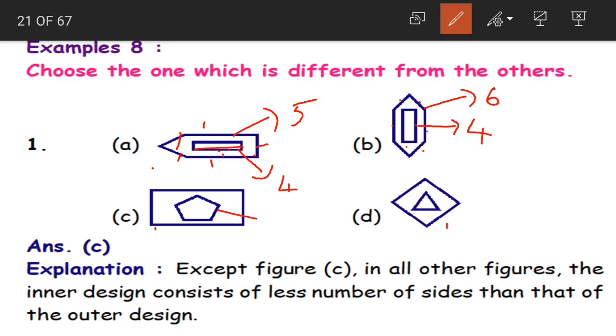Coming to option C, the figure inside is having 1 2 3 4 5 sides. It is our pentagon, and the figure outside is a rectangle. It has 4 sides. Coming to option D, the figure inside is our triangle. It has 3 sides, and the figure outside is a rhombus, or you can say a diamond shape, which has 4 sides. Now what is the common thing that you are observing here, children?